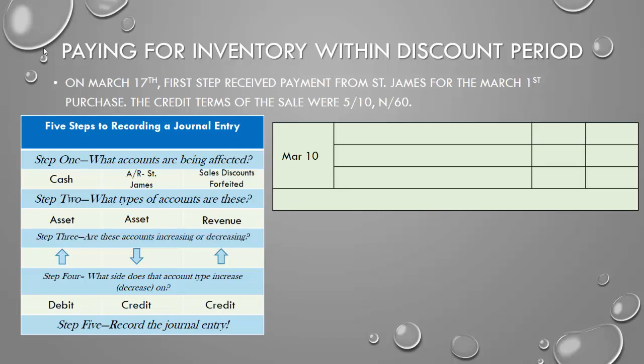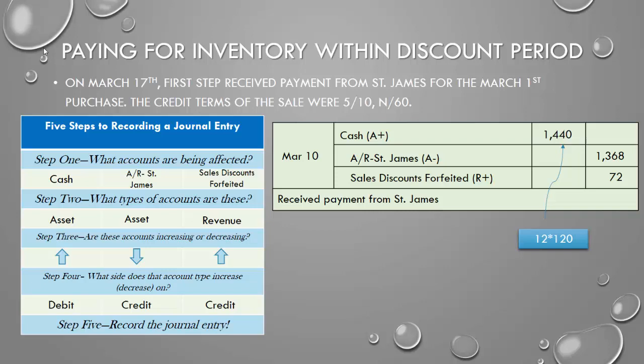So on March 17th over here, we're going to debit cash for $1,440. Where did I get that from? We sold them 12 pairs of shoes at a face value of $120 a piece. 12 times 120 is $1,440. The receivable, however, was put on the books for $1,368, and we can't take it off the books for more than it was on for. So we credit the receivable for whatever amount we put it on the books for in the first place. We also have to credit sales discounts forfeited for the difference between the two numbers, which is going to be $72. And we receive payment from St. James.